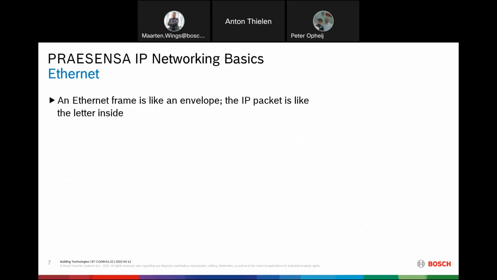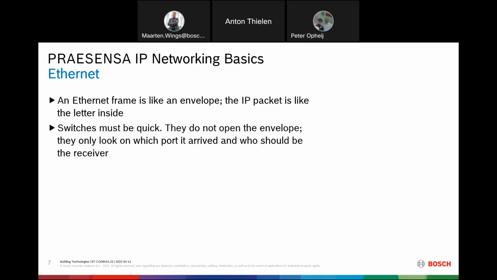The very basic thing about Ethernet is that an Ethernet frame is like an envelope. The IP packet is like the letter inside that envelope. So an Ethernet frame is more or less the encapsulation around an IP packet. We normally talk a lot about IP, but the basic thing is actually the Ethernet frame, which is around that packet. So we always have it. That's the envelope, which is the first important thing.